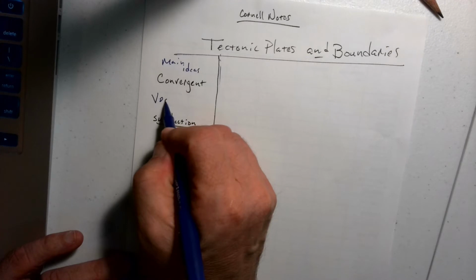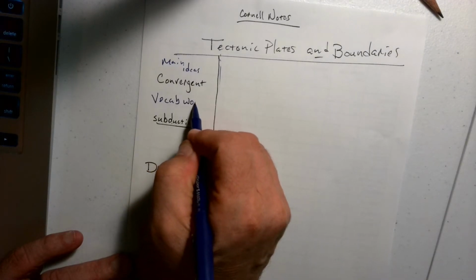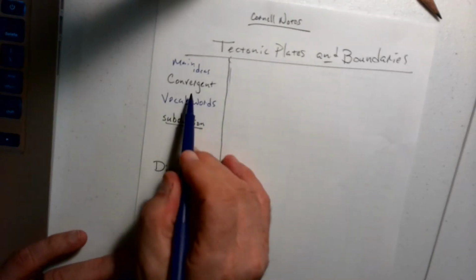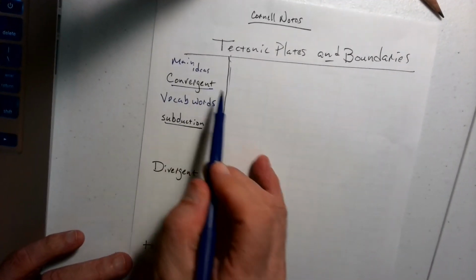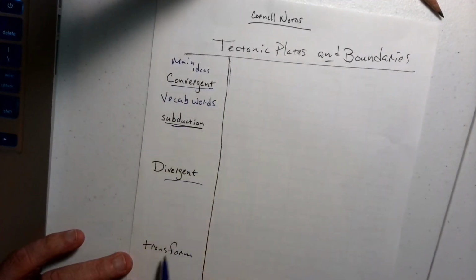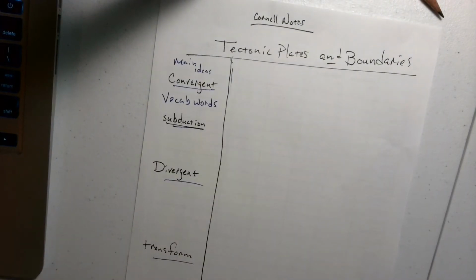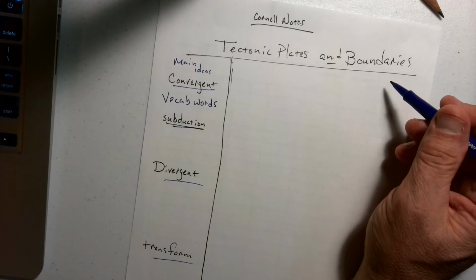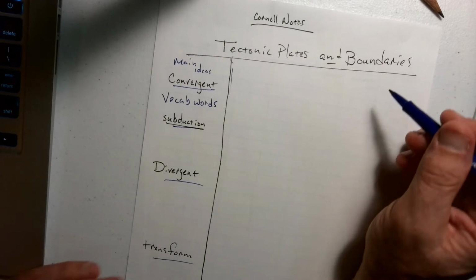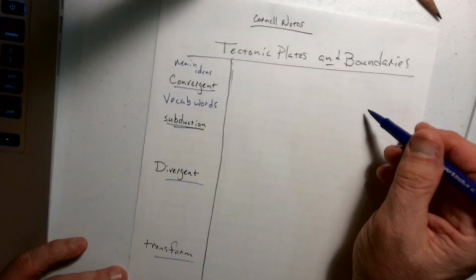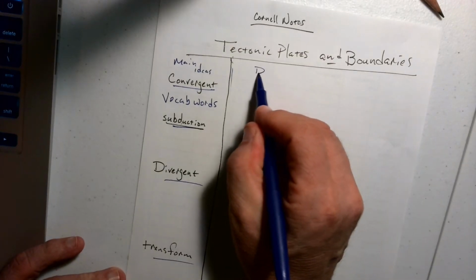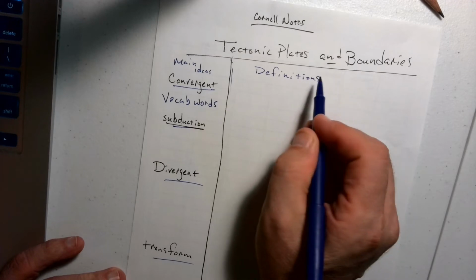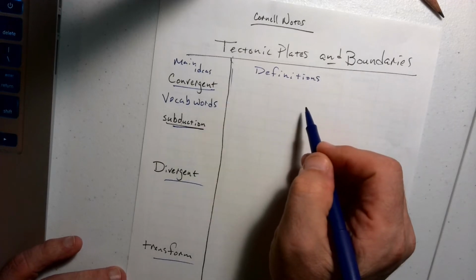and vocab words, words that go with the topic. So as you recall, we had convergent, subduction, divergent, and transform. Those were the different types of boundaries that we had to learn about. So here on this side, you have your definitions and the things that you want to remember about convergent.